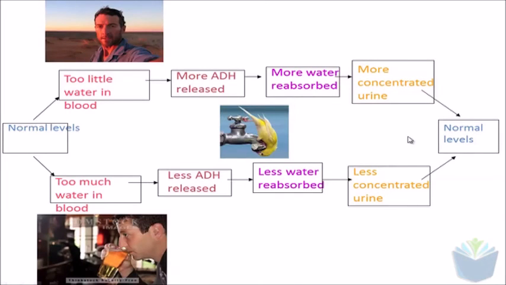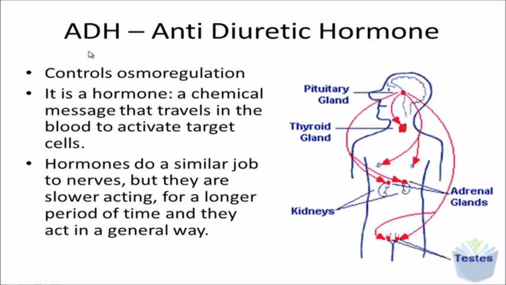Okay, so some key points to just remember about ADH is that A, it controls osmoregulation, B, it's a hormone, so it's a chemical messenger that travels to the blood, and it does a very similar job to nerves, but obviously it's a lot slower acting.